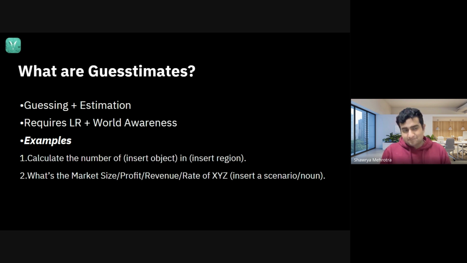And as you can already see, it requires basic logical reasoning and an awareness about the world. If I were to ask Harshita how many water drinking glasses are manufactured in, say, the USA, and she's not aware of the population of the USA, would she be able to solve this question? She might be able to, but it's not going to be very easy. So world awareness, or how much your general awareness is, plays a huge role in making you better or worse at solving guesstimates.